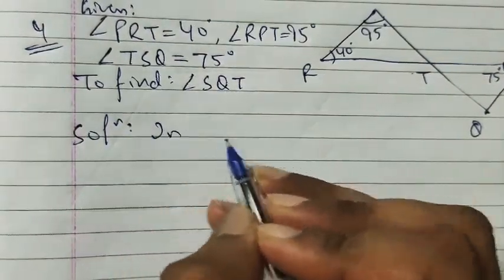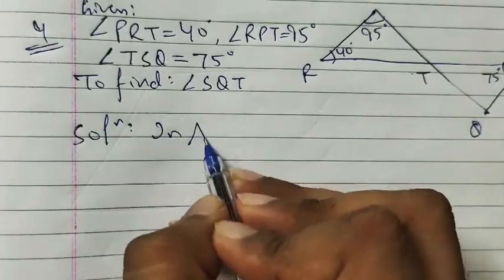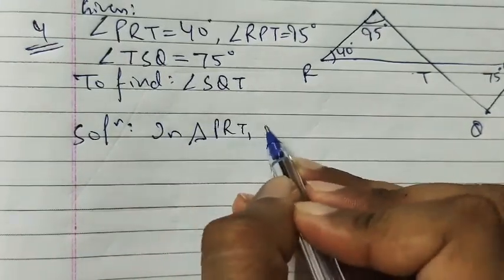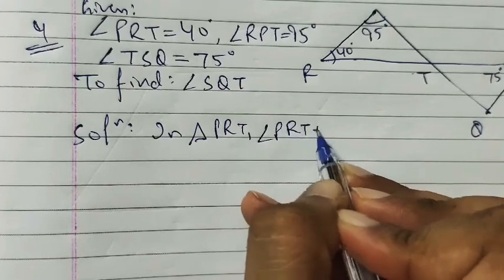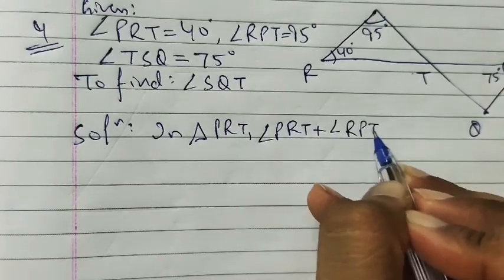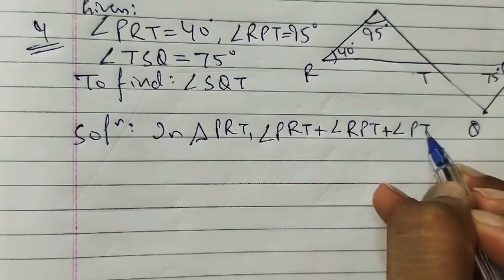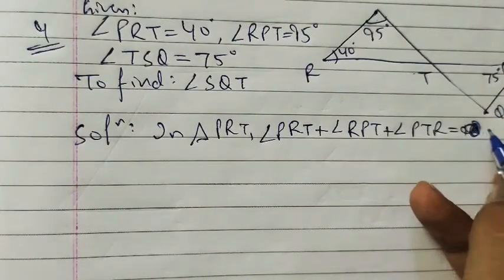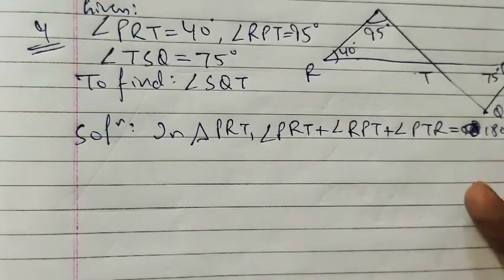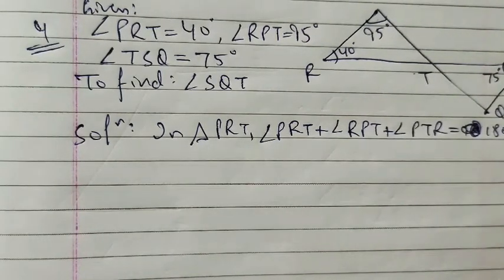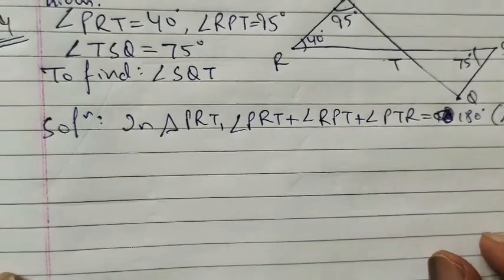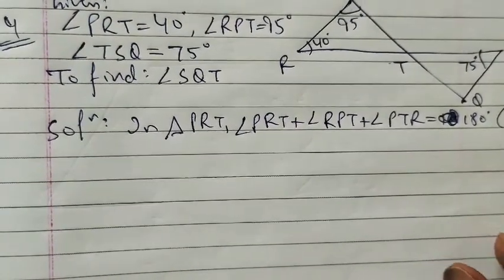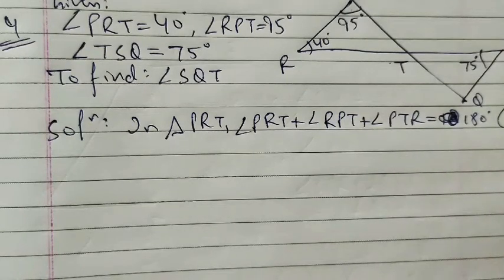Now in triangle PRT, angle PRT plus angle RPT plus angle PTR is equal to 180 degrees. The reason is the angle sum property, right? Angle sum property of a triangle. So you have to write down the full form, angle sum property. Due to lack of space I am writing ASP.